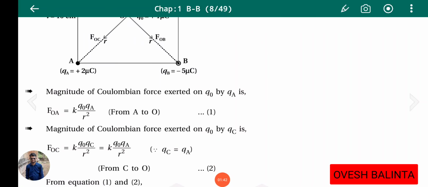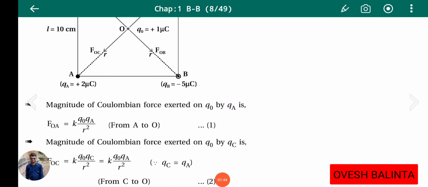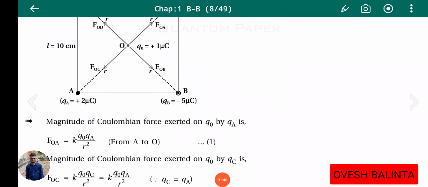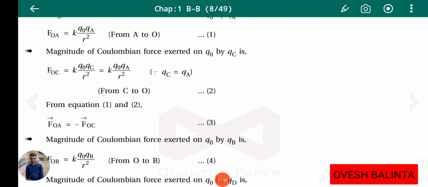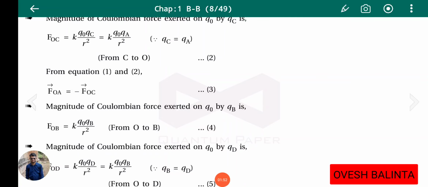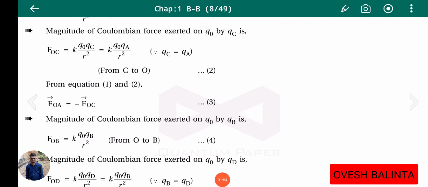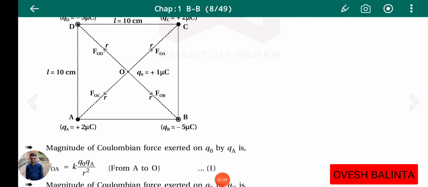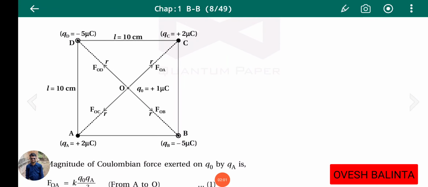FOA distance. So FOA distance is equal to R. So the resultant force FO is equal to the force from O to A, then O to B, then O to C and O to D. Why is this? Because there is a resultant force, and here a repulsive force is applied.